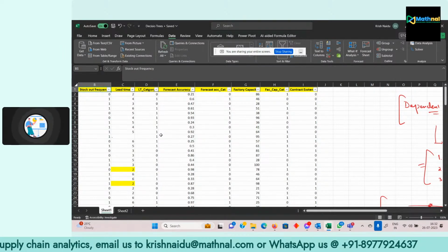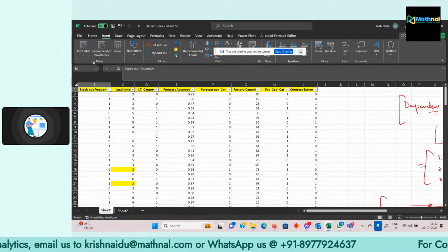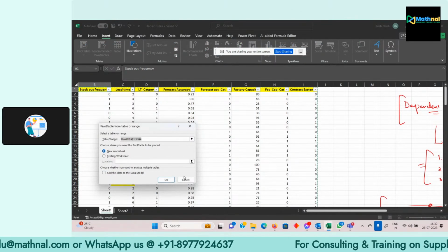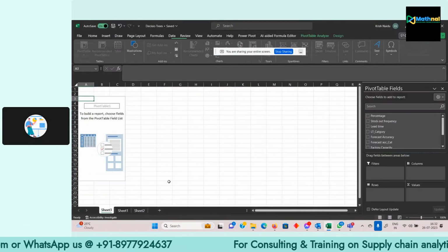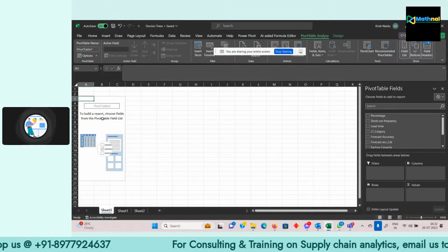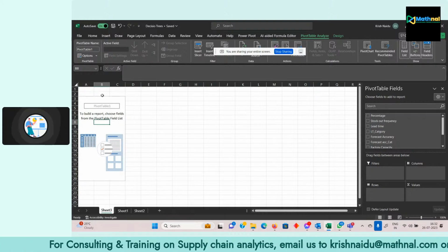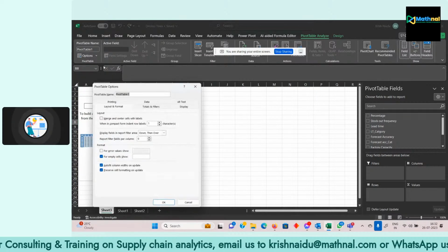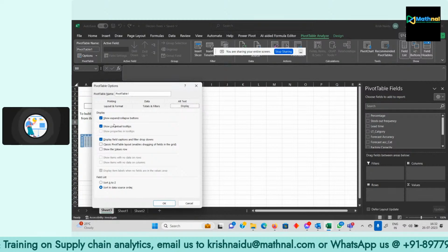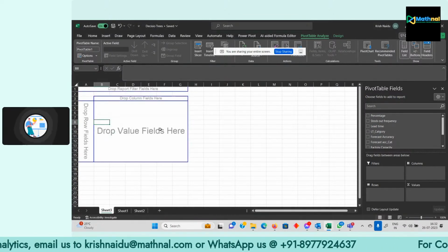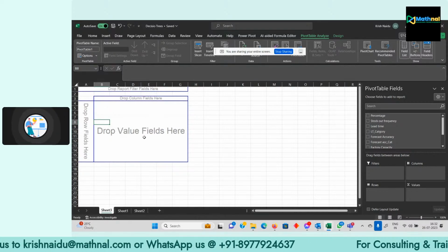So to do the quick analysis, I'll go to insert and use a pivot table. A pivot table can be seen in two different ways, like what we see here. I'm going to make this a classic pivot table, because the classic pivot table gives a clear structure of rows, columns, and values, right?